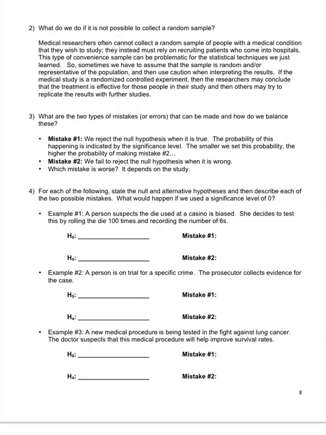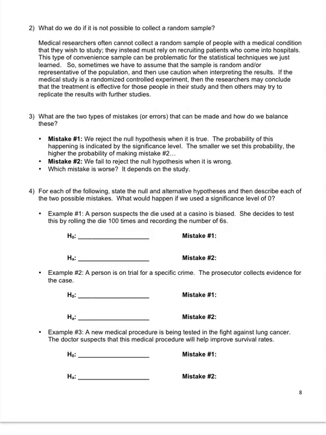Okay, so number 2, what do we do if it's not possible to collect a random sample? Medical researchers often cannot collect a random sample of people with a medical condition that they wish to study. They instead must rely on recruiting patients who come into hospitals. This type of convenient sample can be problematic for the statistical techniques we just learned, so sometimes we have to assume that the sample is random and/or representative of the population, and then use caution when interpreting the results. If the medical study is a randomized controlled experiment, then the researchers may conclude that the treatment is effective for those people in their study, and then others may try to replicate the results with further studies.